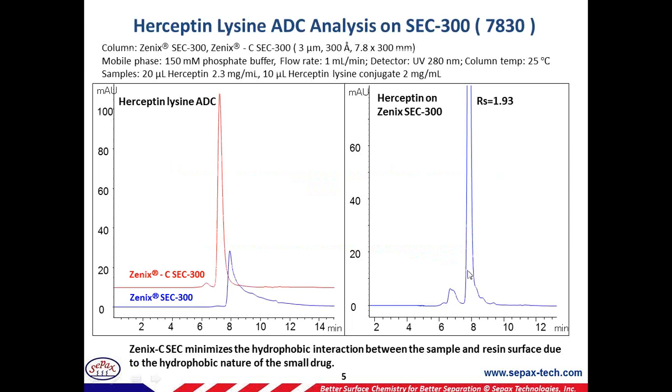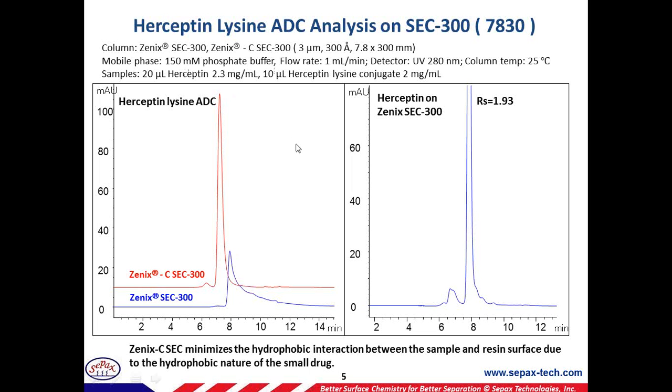On the right panel, you can see it's a Herceptin mAb, and it's very nicely resolved between the aggregates and the monomer, and there are also some low molecular weight fragments separated. The resolution between the monomer and aggregates is great, at 1.9. However, when we put the Herceptin lysine ADC onto the SEC, as you can see, the blue trace is the traditional Xenic SEC, and you can see much more tailing and a reduced recovery. This is under the native condition, 150 millimolar phosphate.